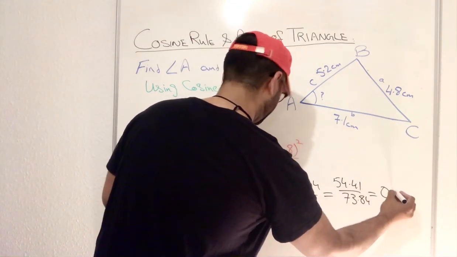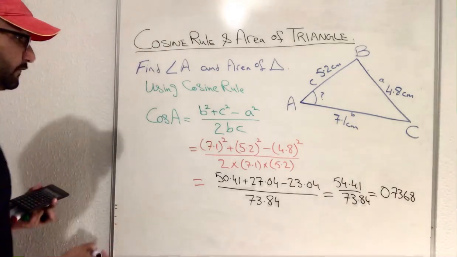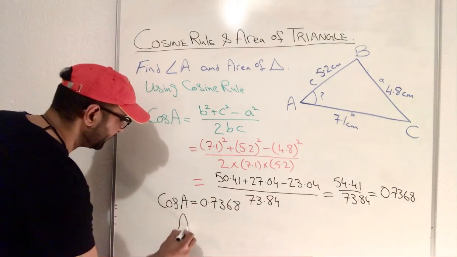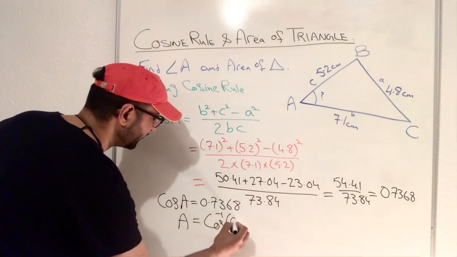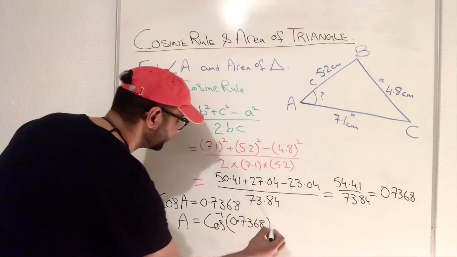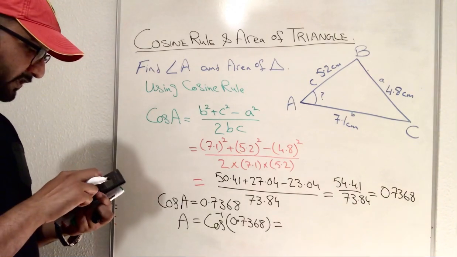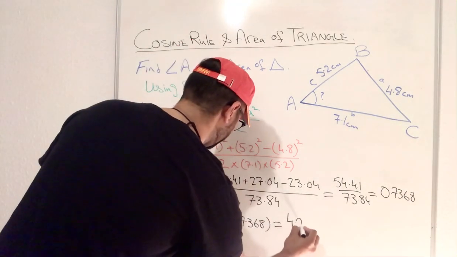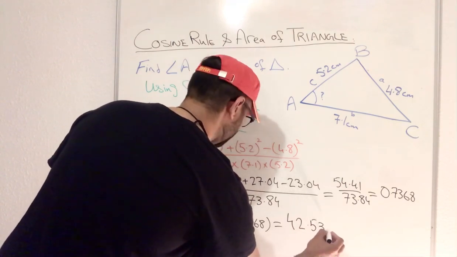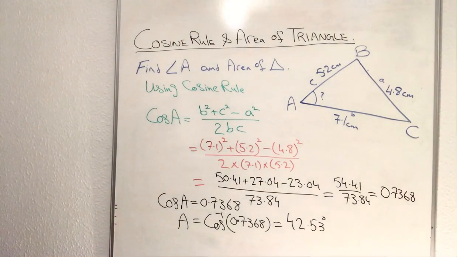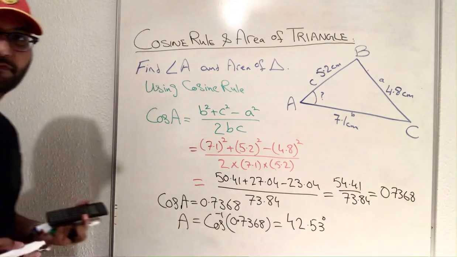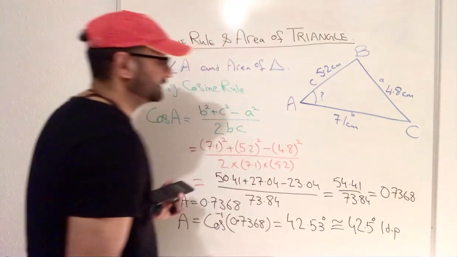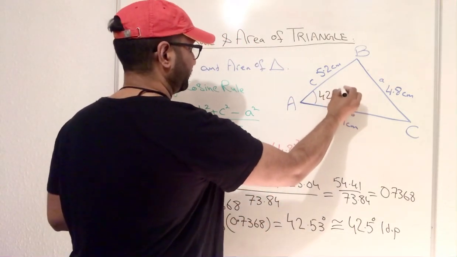So we got the value 0.7368. So this is the value. Now we can write down cos of A is equal to 0.7368 and A is equal to cos inverse. We have to find the inverse function by pressing the shift button on the calculator and then finding the value. Shift cos, we got the value 42.53 degrees, but we have to give it to one decimal place, so we can say 42.5. Just write down here 42.5 degrees, 1 dp, decimal place. So I can write here 42.5 degrees. This is the angle.